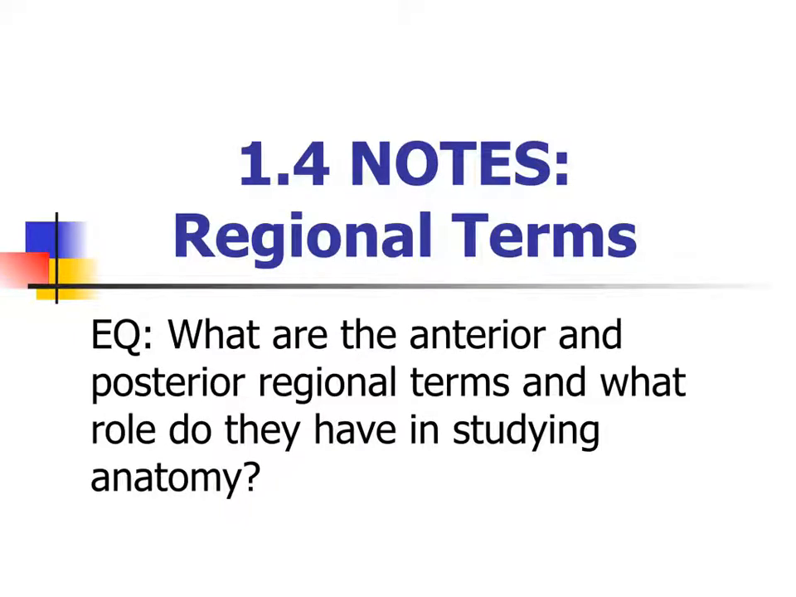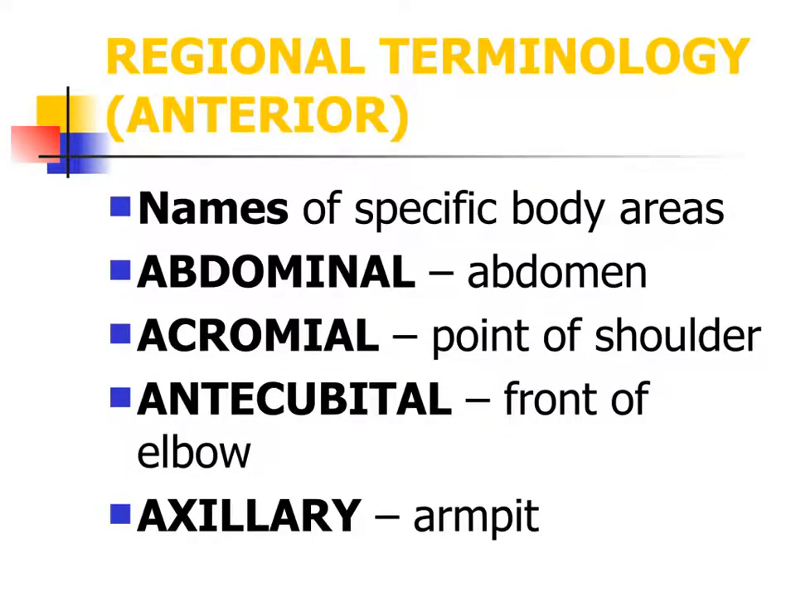This is 1.4 notes, regional terms. The essential question is, what are the anterior and posterior regional terms, and what role do they have in studying anatomy? Regional terms are specific names of body areas or locations. They are important to have memorized, so when we start learning the names of muscles, bones, and nerves, knowing these locations will help you learn those names quicker.